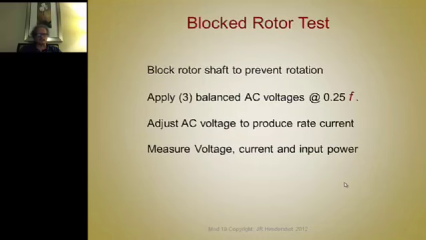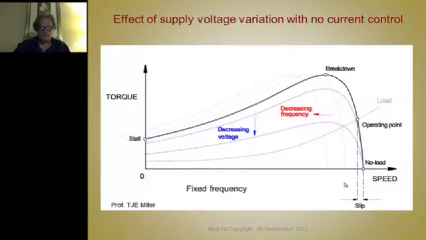The blocked rotor test is a test where you lock the shaft somehow so that it can't rotate and it can't move, and you apply 3 balanced AC voltages at about 1/4 hertz, very low frequency. With the shaft locked and trying to rotate, of course, it's drawing current, and you adjust the AC voltage using a variac. You can use a 3-phase variac to produce the rated current, and then measure the voltage and that current, and from that you calculate the input power.